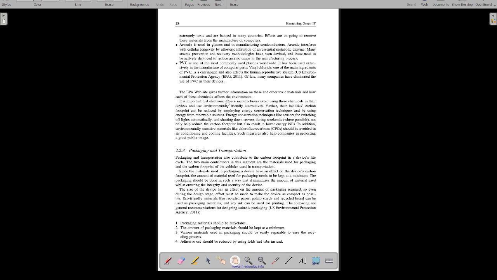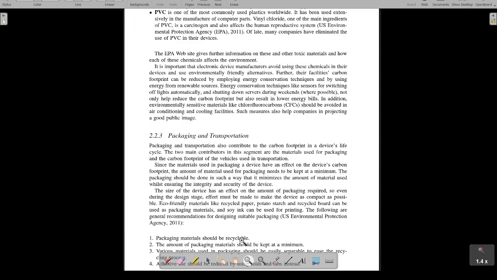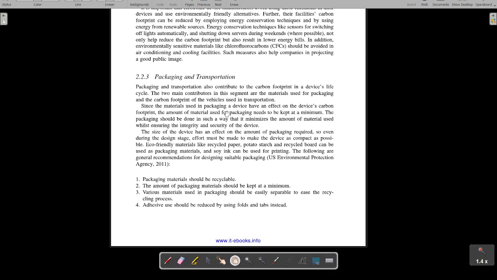The next is about packaging and transportation. The packaging and transportation also contributes to the carbon footprints of the device's life cycle. So the two main contributors in this segment are the materials used for packaging and the carbon footprints of the vehicles used in the transportation. So in order to make the device green, we have to take care of its carbon footprints both at the time of packaging as well as at the time of transportation.